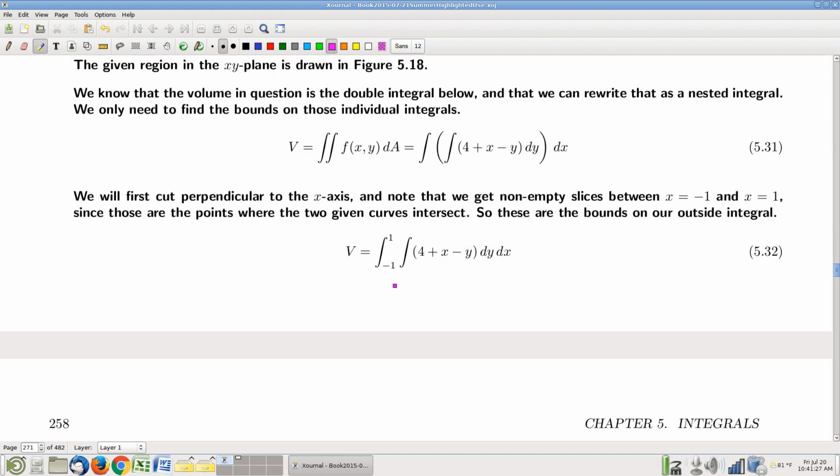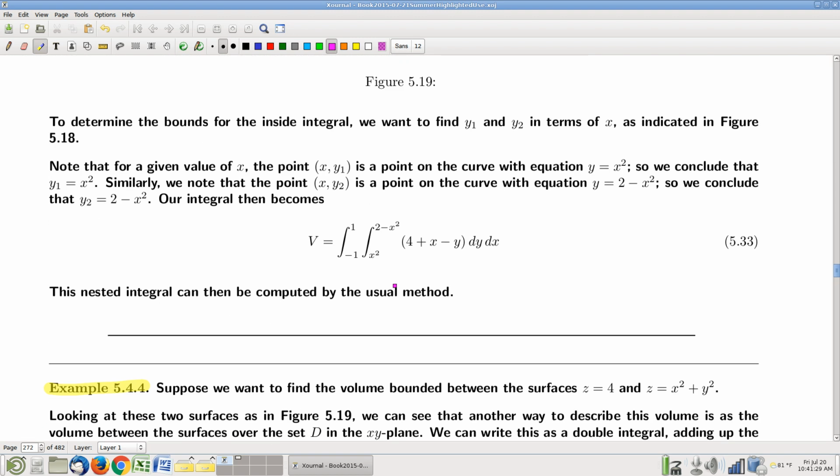Okay, so our bounds on our y integral are x squared to 2 minus x squared. And now we have an integral that can be computed by the usual techniques. So, inside-out integration. Everybody happy? Questions? Feel free. All right.